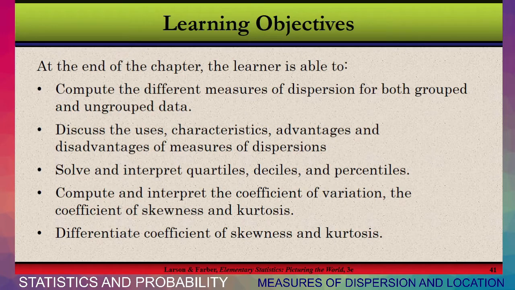Next, solve and interpret quartiles, deciles, and percentiles. So, under to ng measure of location. Si quartile, decile, and percentile. So, we may measure din natin siya. Next, compute and interpret the coefficient of variation, the coefficient of skewness, and kurtosis. So, skewness and kurtosis ay kapartner ng types of distribution. Next, differentiate coefficient of skewness and kurtosis.